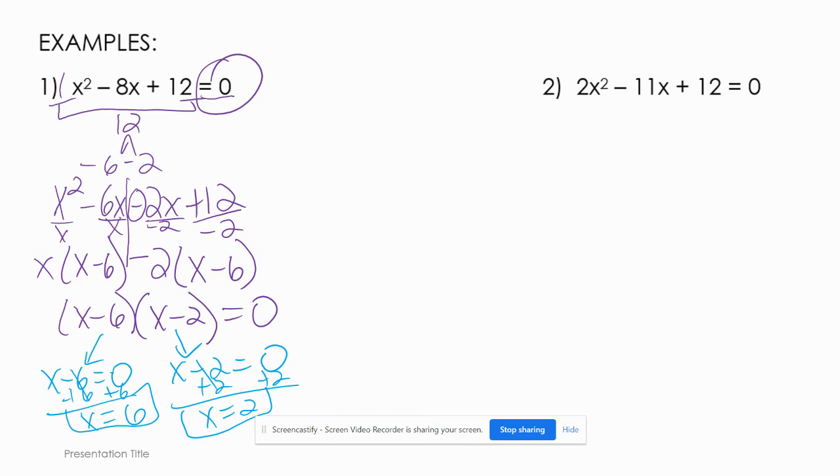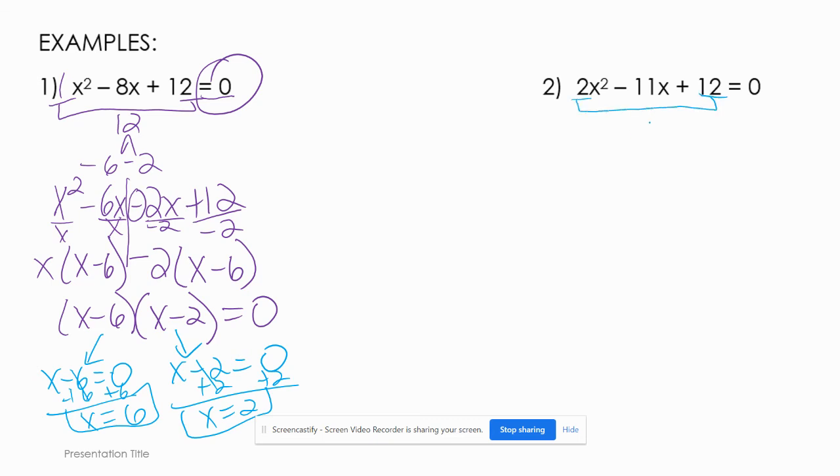Let's take a look at example 2. Do we have standard form? We do. Is it equal to 0? Yes, it is. Do I have a common factor with 2, 11, and 12 that I can pull out to reduce my numbers? No, I do not.